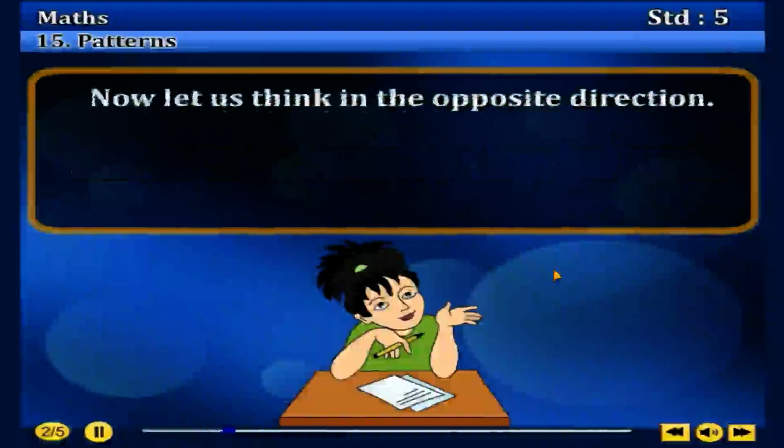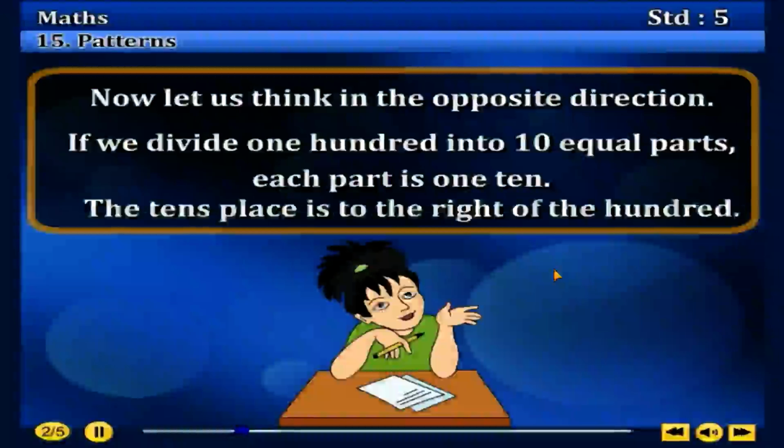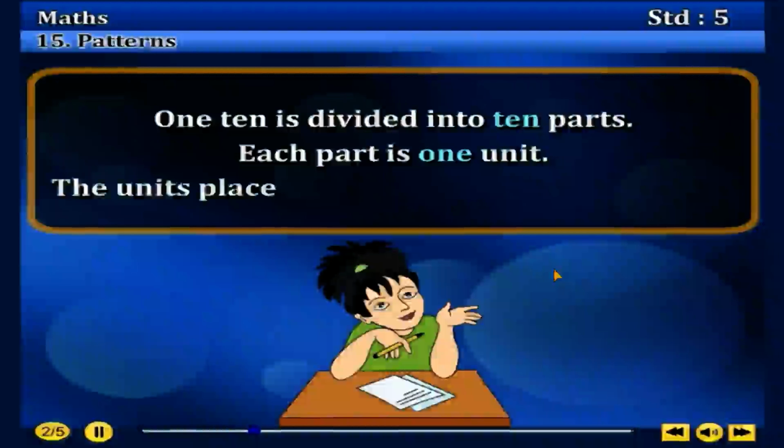Now let us think in the opposite direction. If we divide 100 into 10 equal parts, each part is 10. The tens place is to the right of the 100s place. 10 is divided into 10 parts. Each part is 1 unit. The units place is to the right of the tens place.